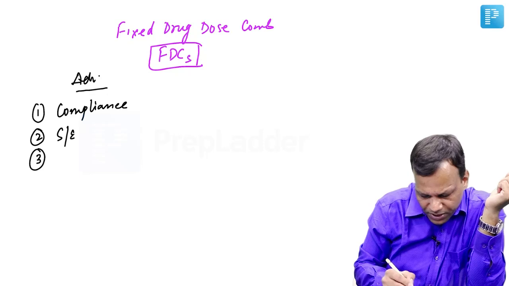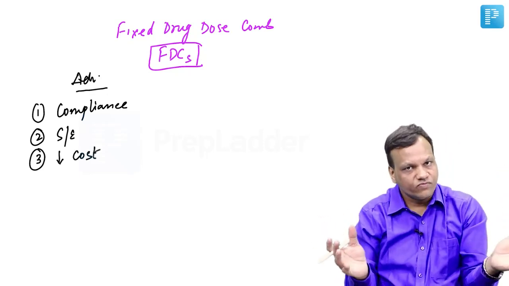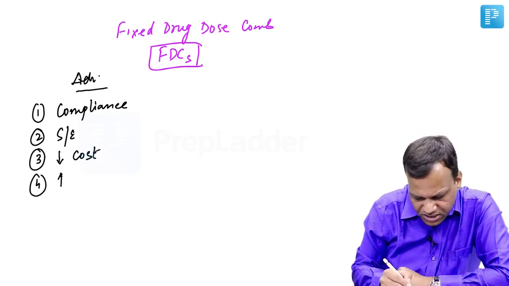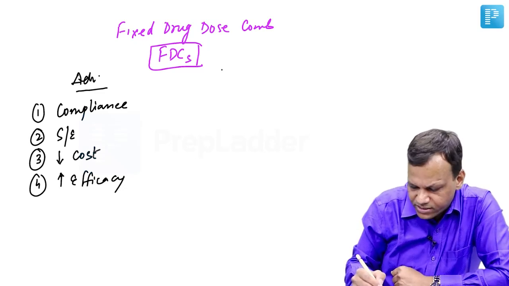Then there may be a decrease in cost, because we do not need to develop 2 separate drugs. So one drug is containing both, the cost may reduce. Then sometimes the efficacy may increase. One drug may increase the effect of the other drug. But what is the disadvantage?